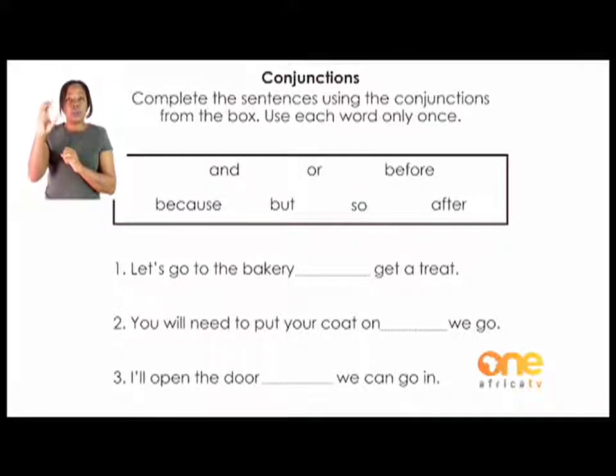There can be many. Some of them are not there, but for our level, we'll only look at the ones in the box. Now, which word should I put in the sentence to make it correct? Which conjunction should I use? Which joining word should I use? Okay, let's read the conjunctions first, those joining words. I have and, or, before, because, but, so, and after.